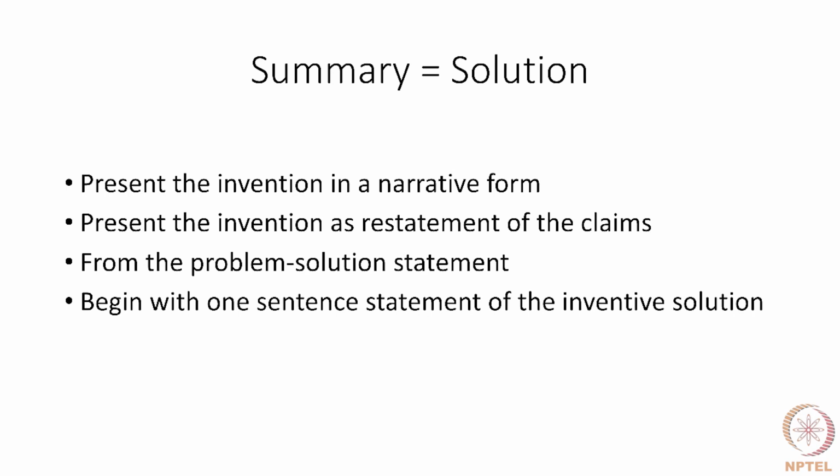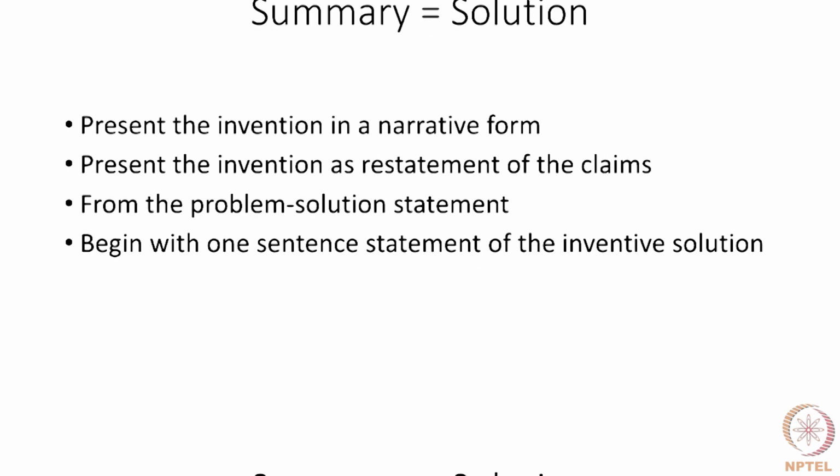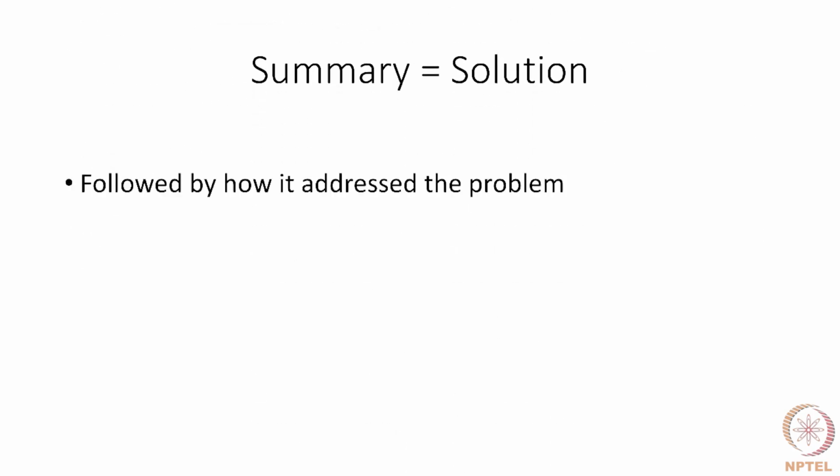Because what you have done in the earlier part is you have concluded the earlier part, which is the background, with a statement of the problem as you have defined it. Now, the next sentence should be the solution in a single statement. So you are able to capture the entire scope of your invention in a single statement. Now, once you open with a single statement of your invention, you can follow it up with how it has addressed the problem in detail.